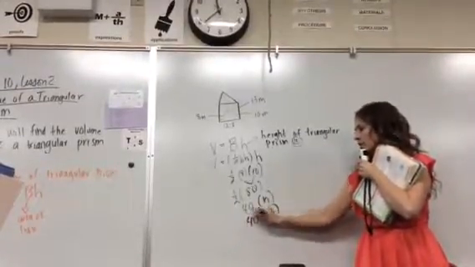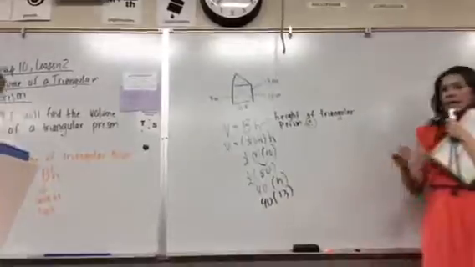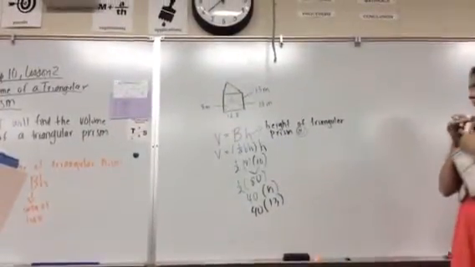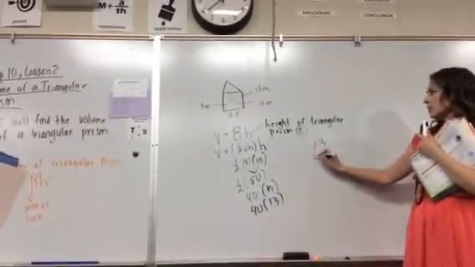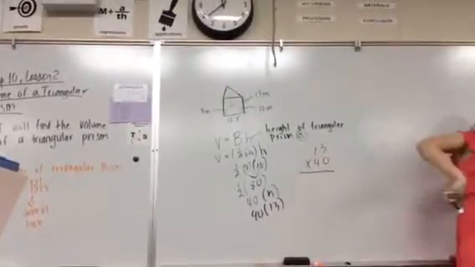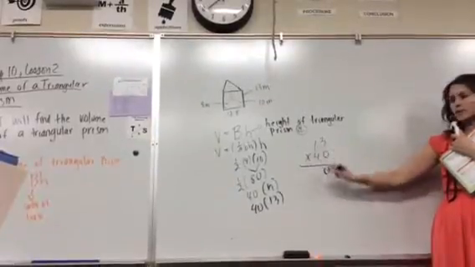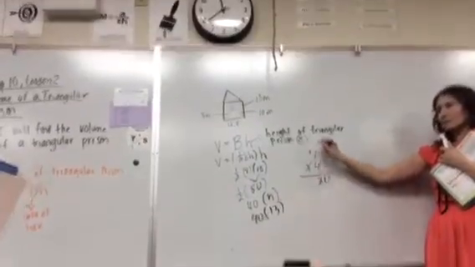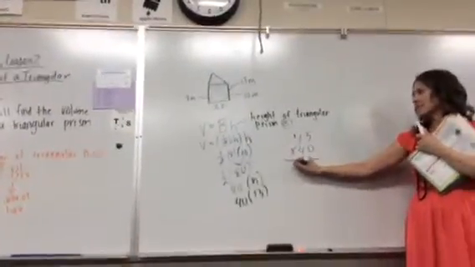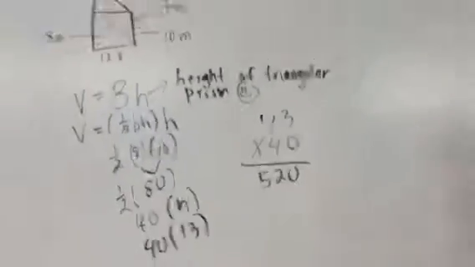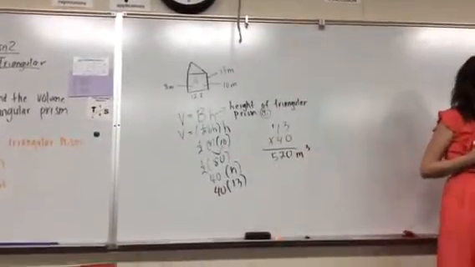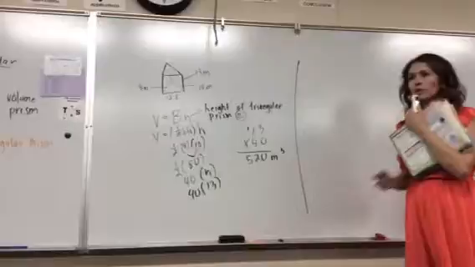Bring down the 40 that I just found from the area of the base. And now it's just simple multiplication, which is 40 times 13. I have to put the one with the 0 down below so I can just drop it. 5 times 3, 12. 5 times 1 plus 4 times 1 plus 1 is 5. And because it is volume, I'm going to have a label of cubic meters. And I am done.